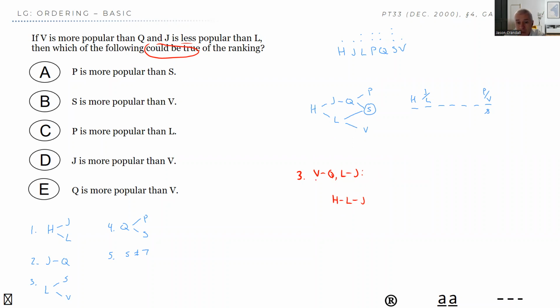And V is one of the ones that I care about that's changed. So I probably want to include that next. That is L before V. And then V before Q. Just keep following this line. Q before S.